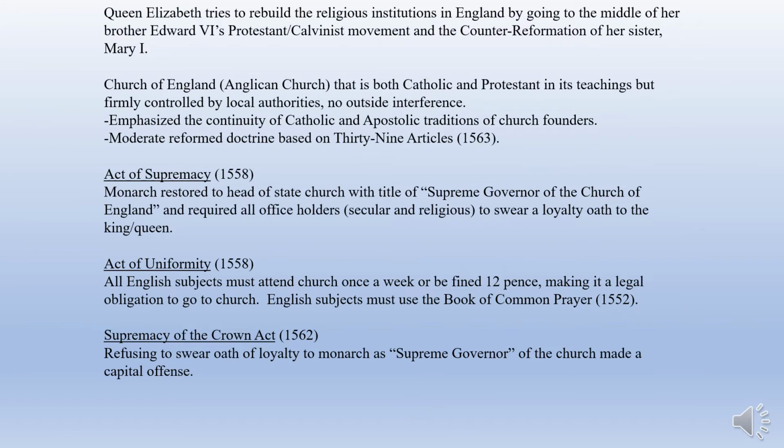Now, some of the major policies that Elizabeth's going to do. The first thing she has to think about is, what am I going to do with England's church? As we talked about, Henry VIII created a Catholic church without a pope. Her brother then turned around and created a very Protestant Calvinist church. And then her sister went the complete opposite way and tried to bring back Catholicism. And so Elizabeth, being a more moderate, has to do something to rebuild the religious institutions in England.